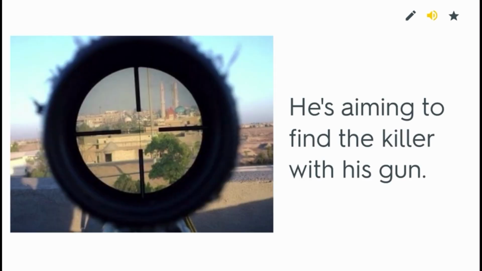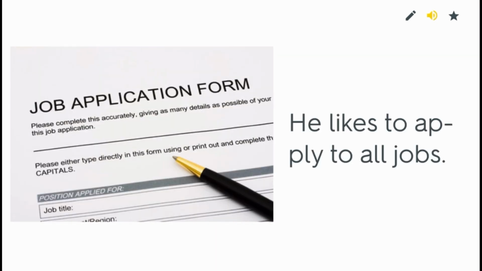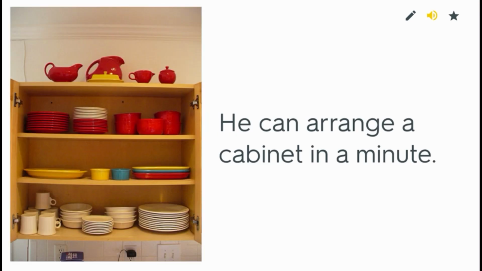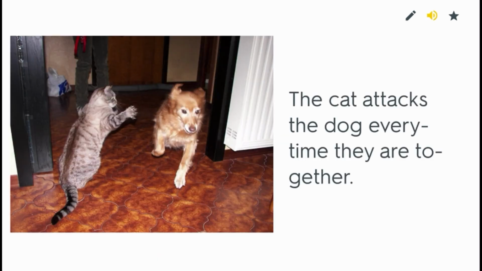To aim. He's aiming to find the killer with his gun. To apply. He likes to apply to all jobs. To arrange. He can arrange a cabinet in a minute. To attack. The cat attacks the dog every time they are together.